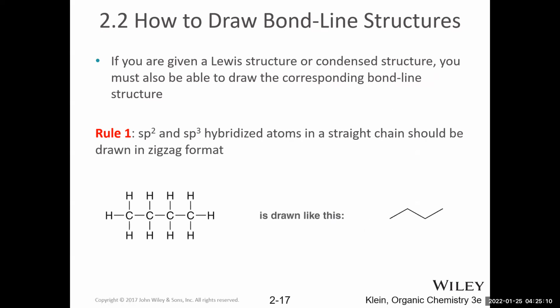Okay, let's keep going. So let's talk about the specific rules involved in drawing bond line structures. So the first rule is sp2 and sp3 hybridized atoms in a straight chain should be drawn in a zigzag format. So with 4 carbons in a row, we would draw a zigzag just like this, which implies 1, 2, 3, 4 carbons in a row.